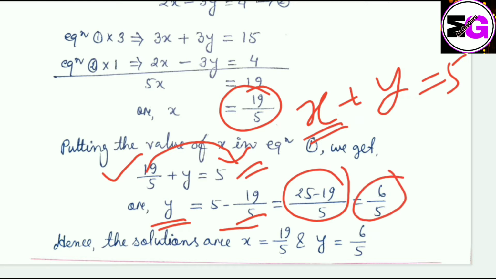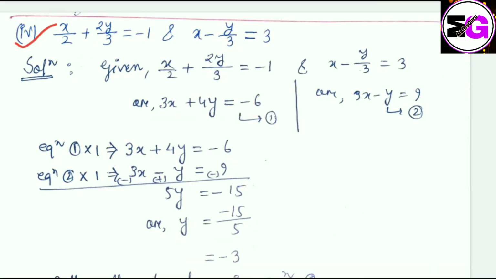So we got the value of x as 19 by 5 and the value of y as 6 by 5. So these are the solution of the pair of linear equations x plus y is equal to 5 and twice x minus thrice y equals to 4. Is that clear? Moving to the next problem, so your doubts will be cleared further.